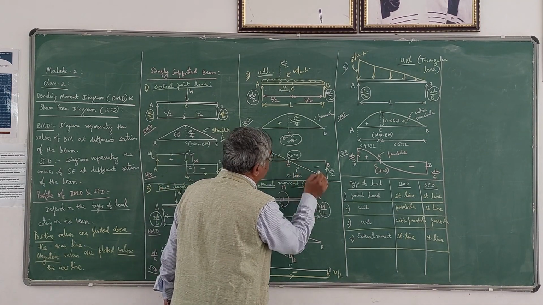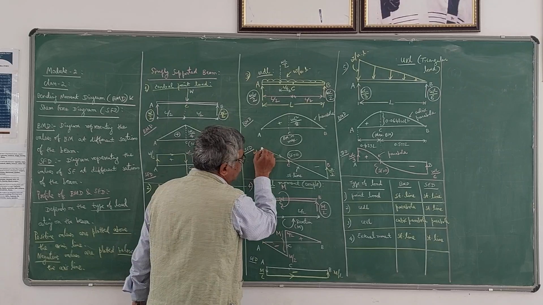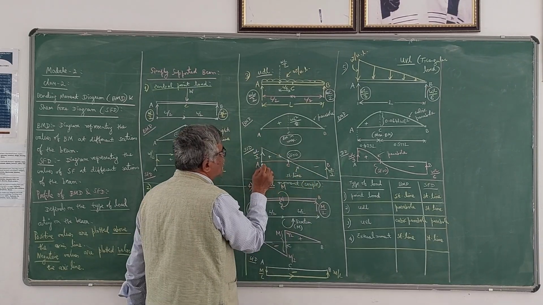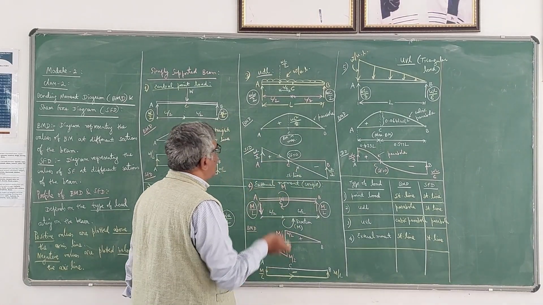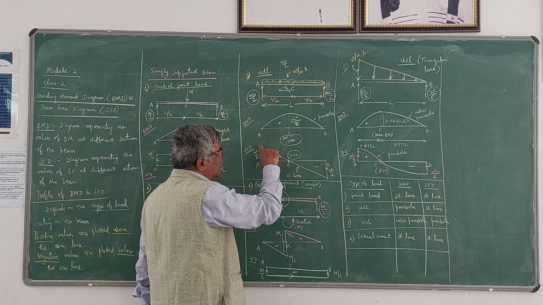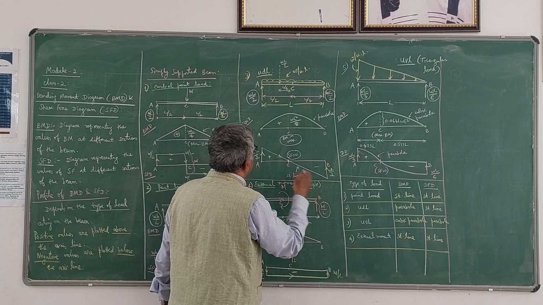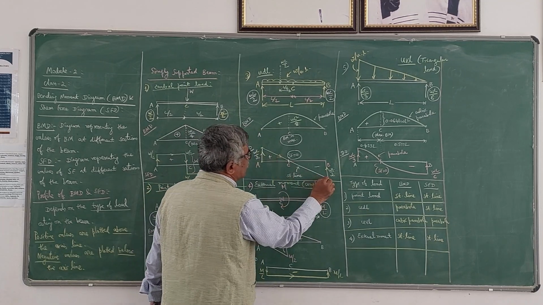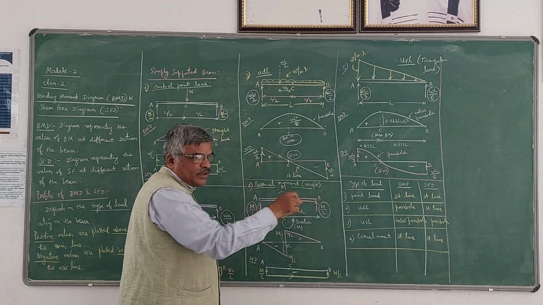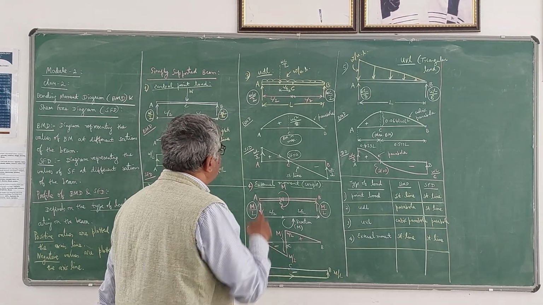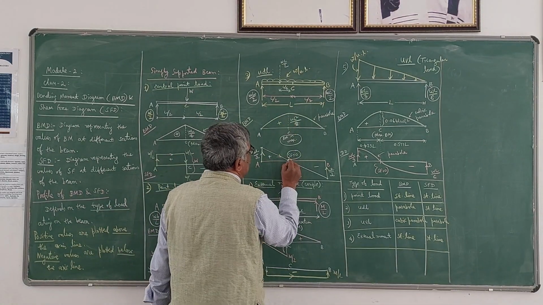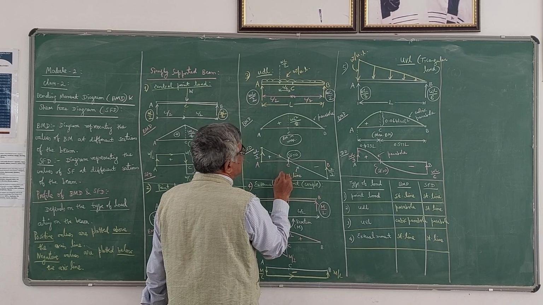So I have to come down because the load is acting downwards. How much do I have to come down? WL I have to come down. Already I am here at WL by 2 positive, therefore I have to come to negative WL by 2, so that the total difference from here to here is W into L. And if you draw that, since it is symmetrical, at C the shear force will be 0.